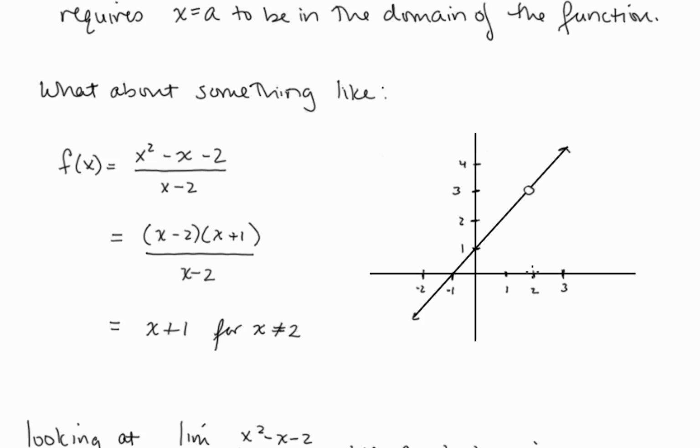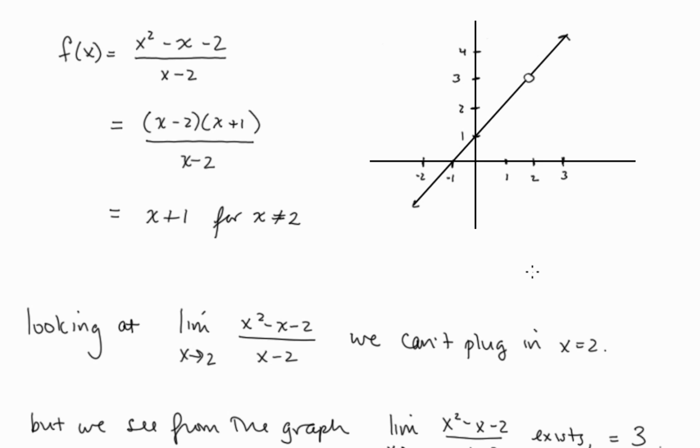So what happens if we want to take the limit as x goes to 2 of x squared minus x minus 2 over x minus 2? We can't plug in x equals 2. This is a rational function, but x equals 2 is not in the domain, so we can't plug in x equals 2. But we can see from the graph that this limit exists and is equal to 3. So let's see how we can compute that algebraically.